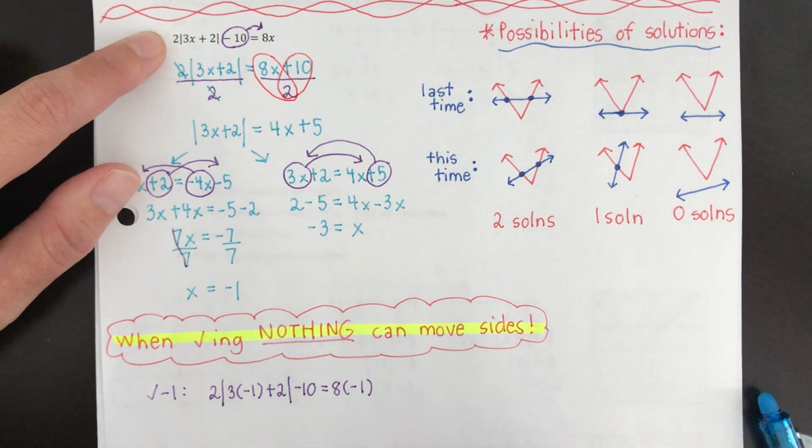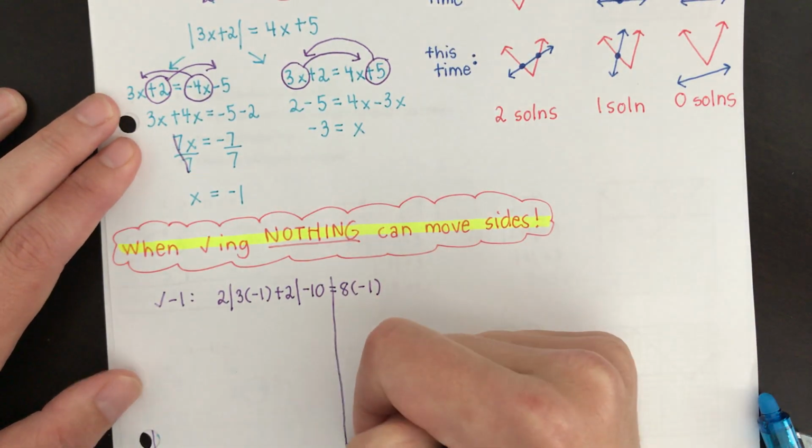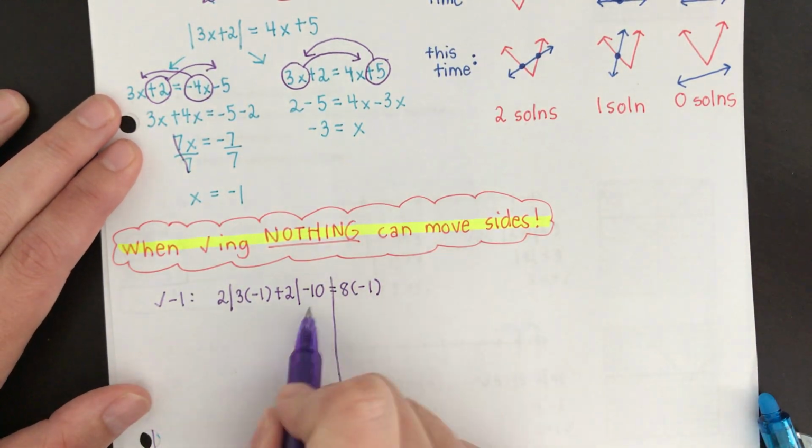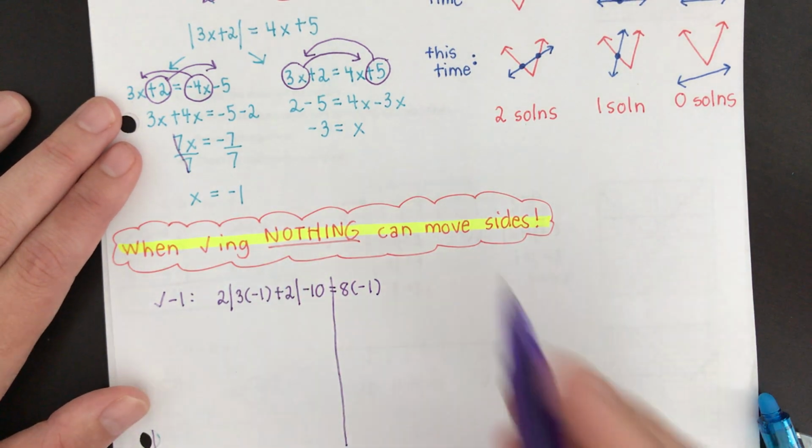Now let's go ahead and compute this. So I'm going to have to scoot up so we can see as I work. All right, so nothing can move sides. I can't add 10 to both sides. Nothing, okay, nothing. So now we're just going to work on the left first.